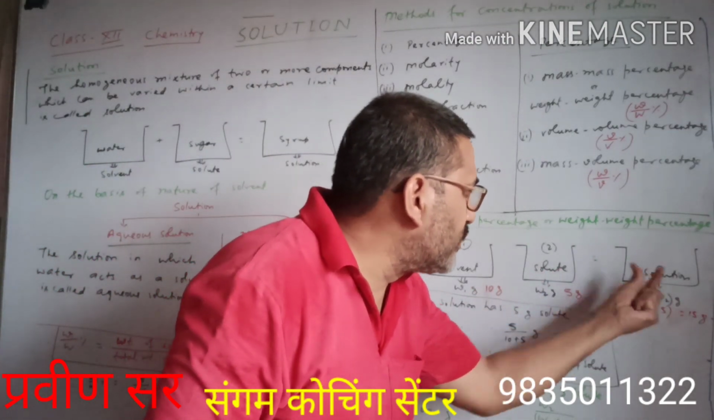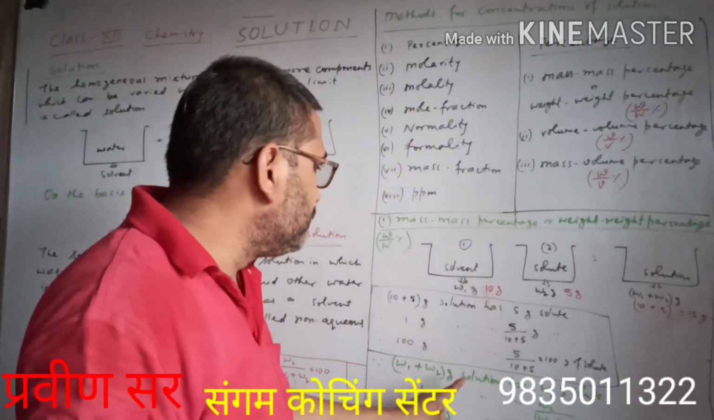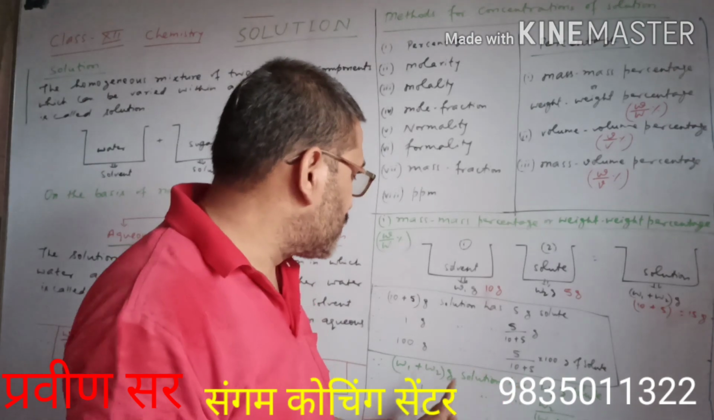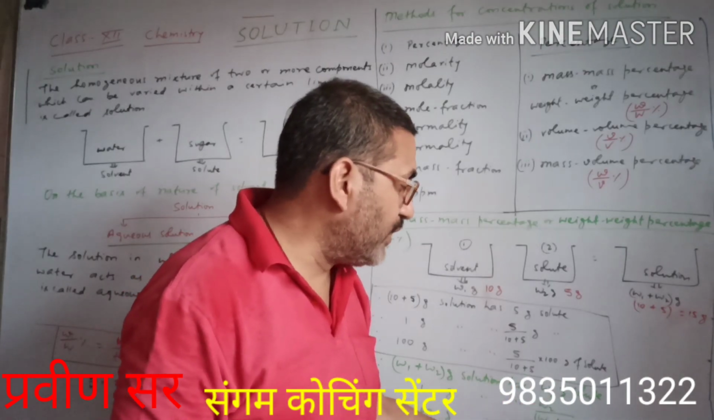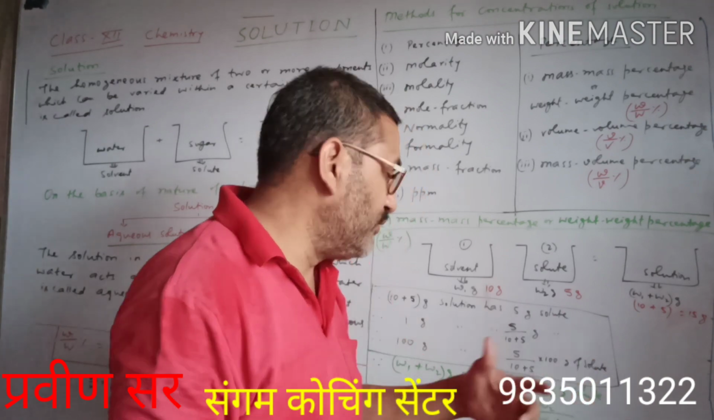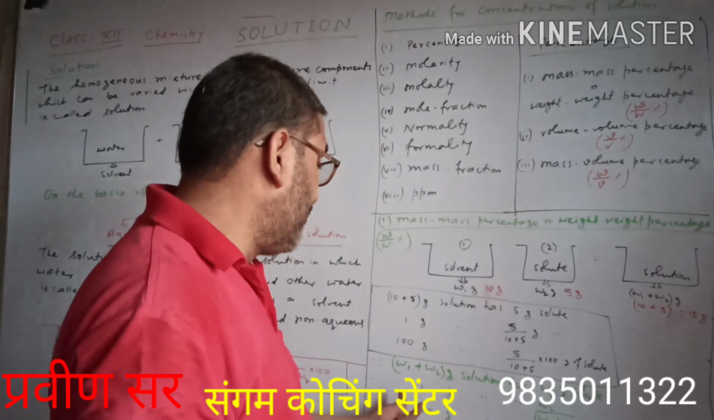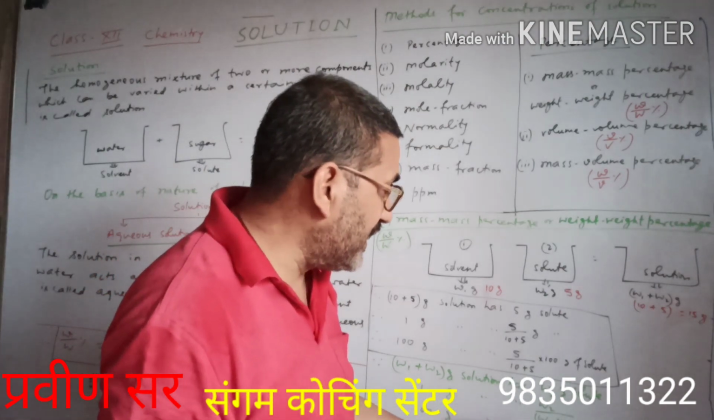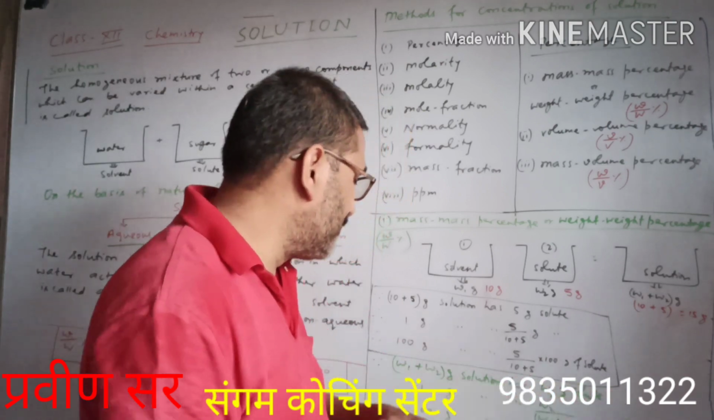W1 plus W2 gram of solution has W2 gram of solute. So we can say 1 gram of solution has W2 by W1 plus W2 gram of solute. So how much in 100 grams? 100 gram solution has W2 by W1 plus W2 into 100 gram of solute.